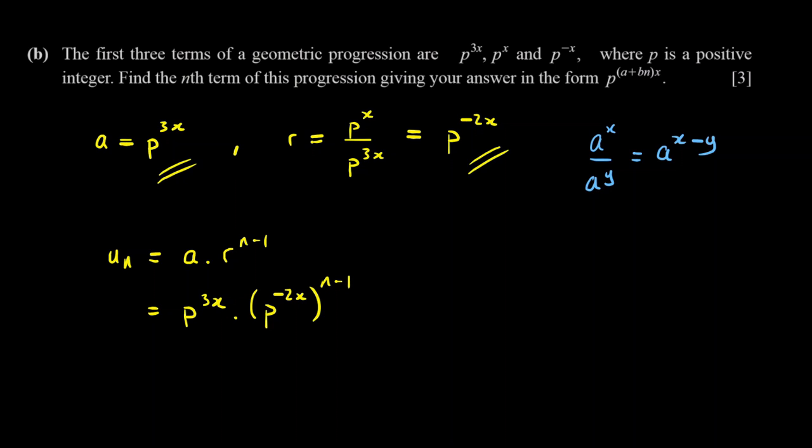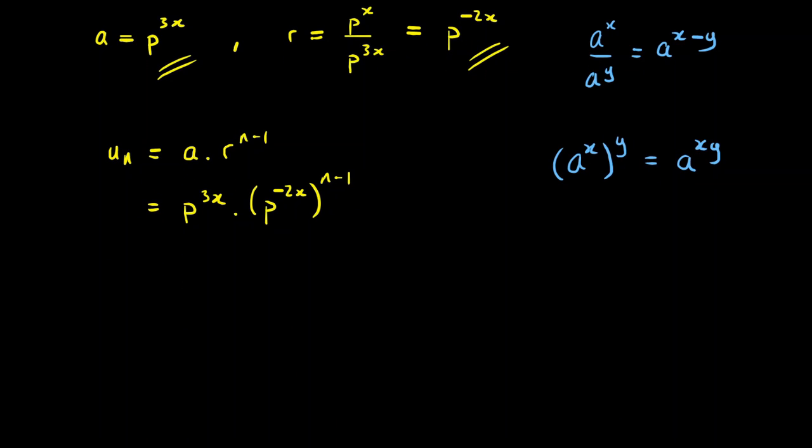Again, I've got to remember the other indices rules. One I need to know is that if I've got a to the power of x, all to the power of y, this is equal to a to the power of x times y. In other words, I multiply the powers. That's important here because I'm going to get negative 2x times n minus 1. So I get p to the power of 3x times p to the power of minus 2x times n, which is minus 2nx, and minus 2x times minus 1 is plus 2x.